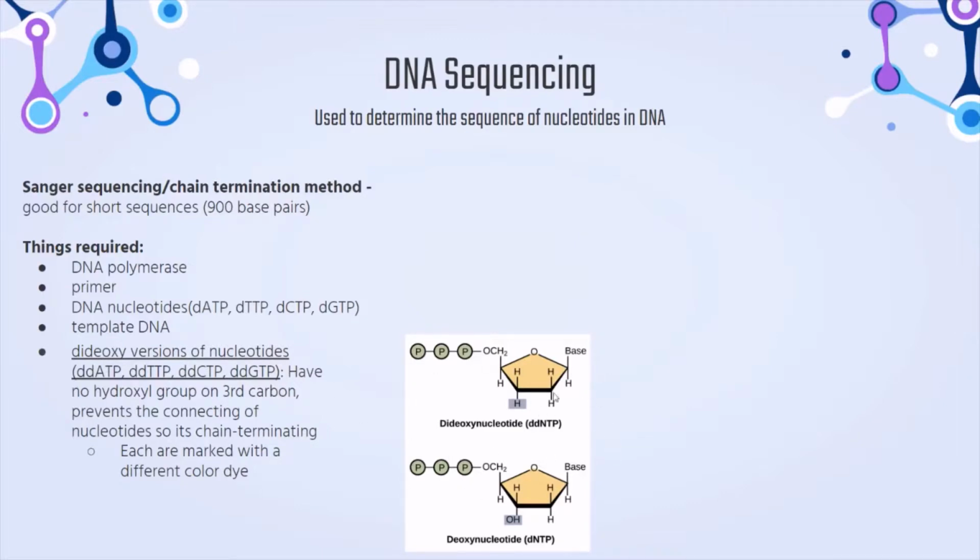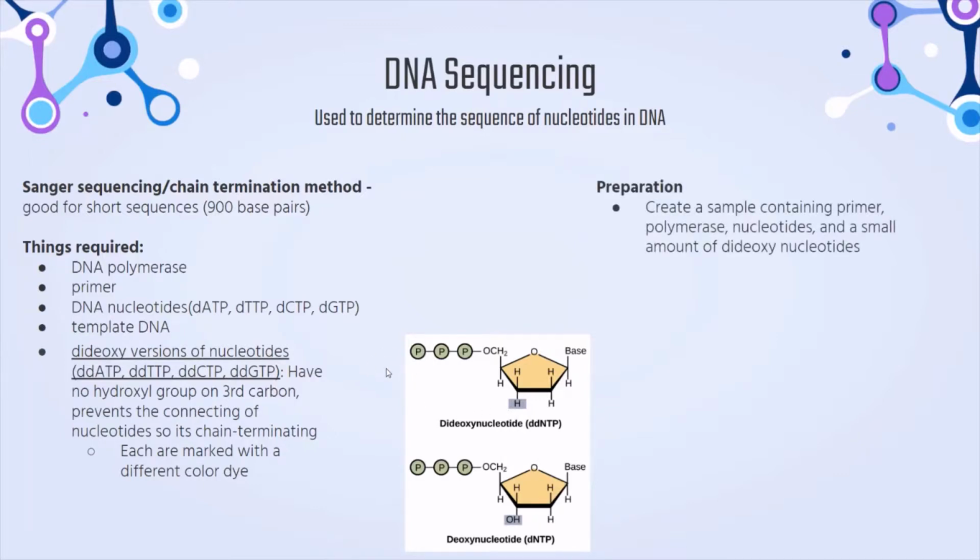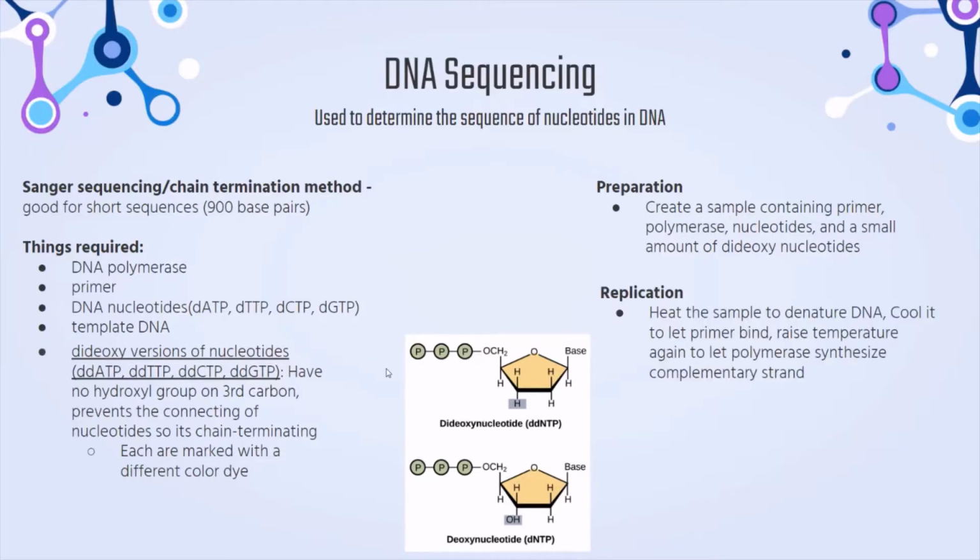So in this top picture, you can see that the third carbon, 1, 2, 3, this carbon does not have an oxygen, so it is not a hydroxyl group. And what this does is it prevents the connecting of nucleotides. So that's why we call it chain terminating. And each of these dideoxy versions are marked with a different color of dye. To prepare, we will create a sample containing primer, polymerase, the nucleotides, as well as a small amount of the dideoxy nucleotides. So first we have to replicate the DNA.